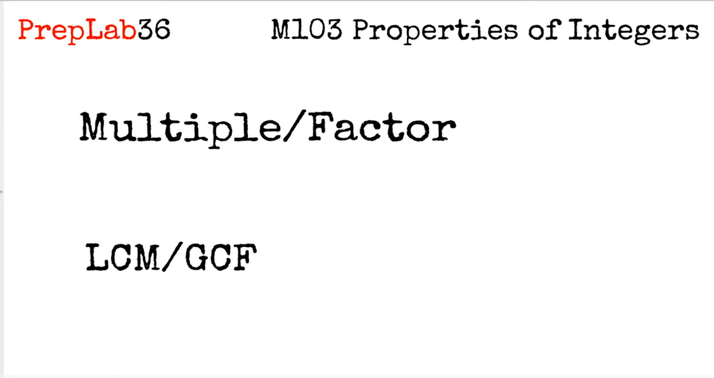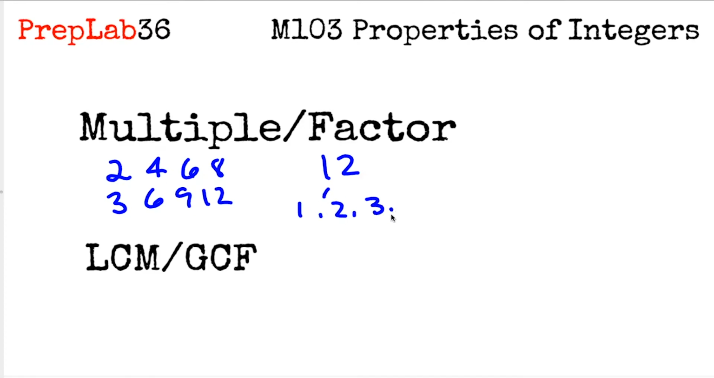Multiples and factors. Multiples go up, factors go down. The multiples of 2 are 4, 6, and 8. The multiples of 3 are 6, 9, and 12. The factors of 12 are 1, 2, 3, 4, 6, and 12. 12 has 6 factors. They are the pieces that multiply together to make the number.